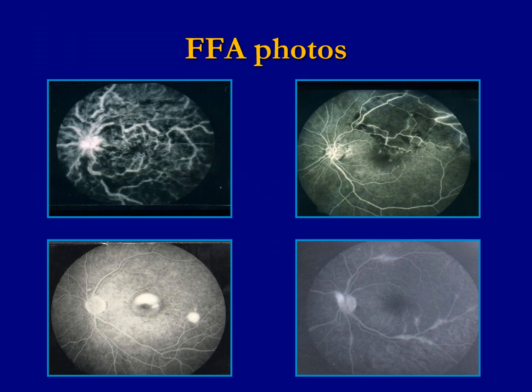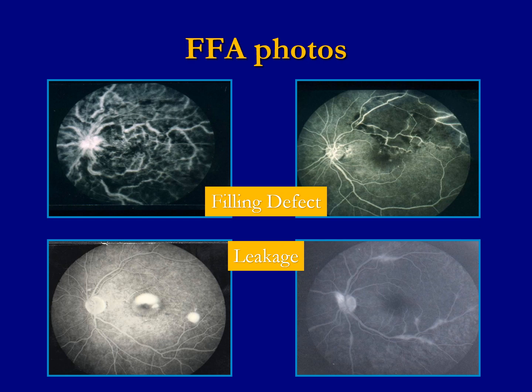Let's see that. Look at these pictures. The top two pictures are blockage, while the bottom two pictures are leakage. Look at that. The blood vessels are visible here, but this patch there is no dye, so this means the blood vessel is blocked at this place and it is not letting the dye to fill that part of the retina. So this is blockage.